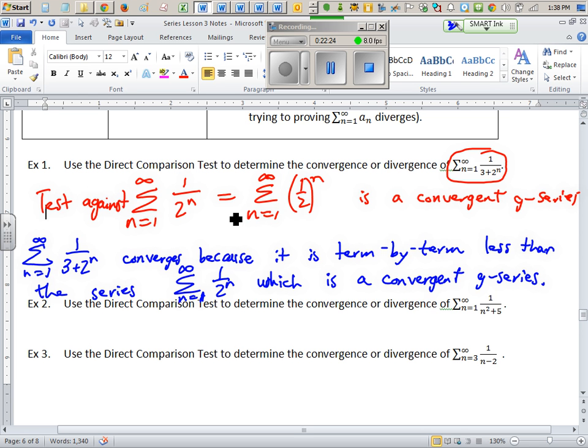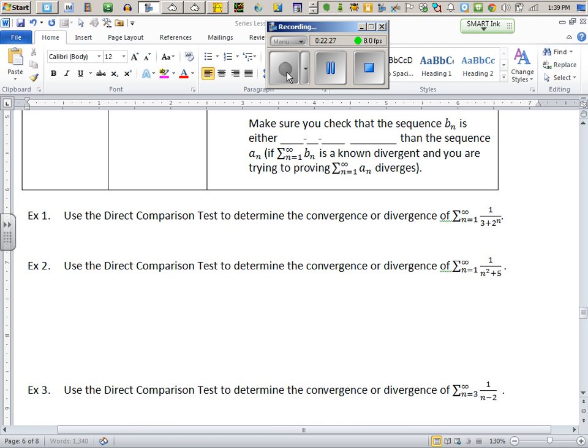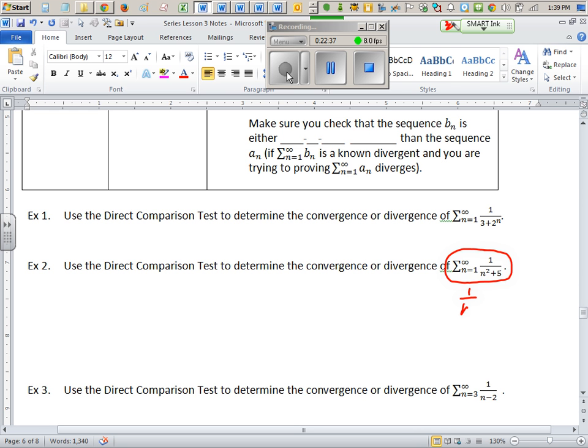Let's look at example 2. See on this next problem, I would not say it resembles 1 over 2 to the n, but I would say it resembles 1 over n squared, correct. So I'm just thinking that right off the bat. And so I'm going to start my blue sentence right now. Oh, by the way, 1 over n squared, is that convergent or divergent?